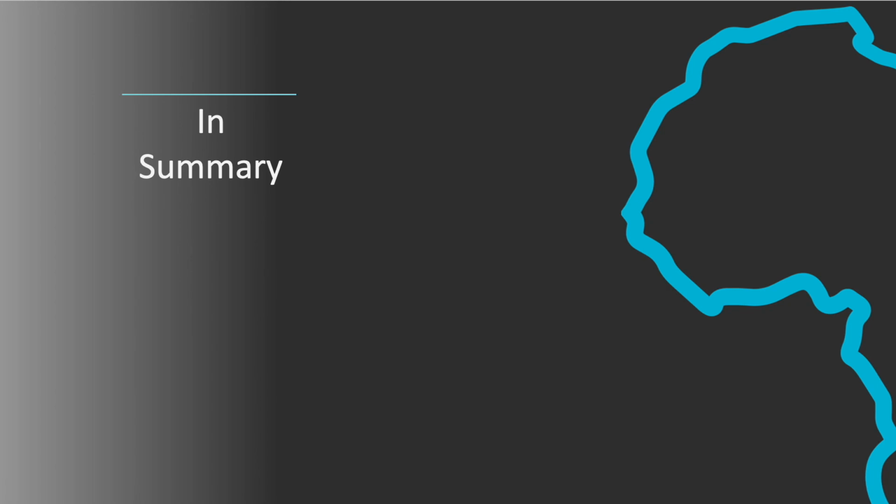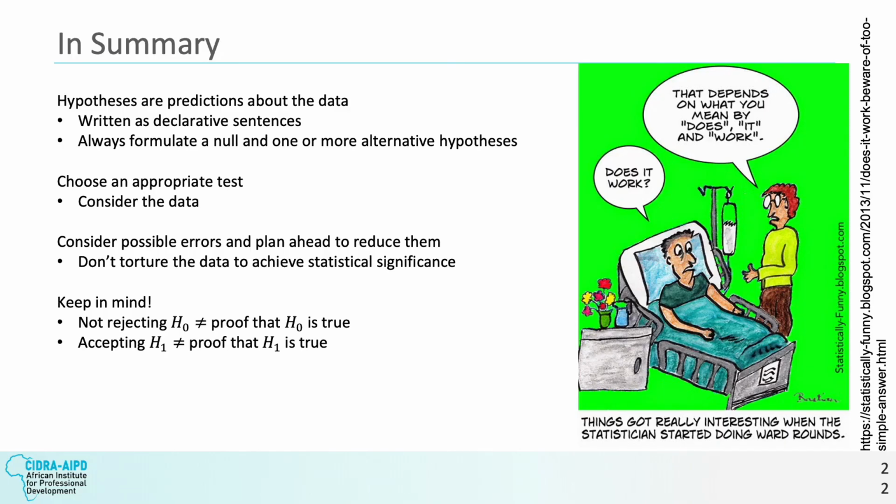So what did we learn in this lesson? Here are the key takeaway points from this lesson. 1. Hypotheses are predictions about the data. 2. Choose appropriate tests. Not every test will work for every type of data, and an inappropriate test will give you wrong or meaningless results. 3. Consider possible sources of errors and plan ahead to prevent or reduce them.